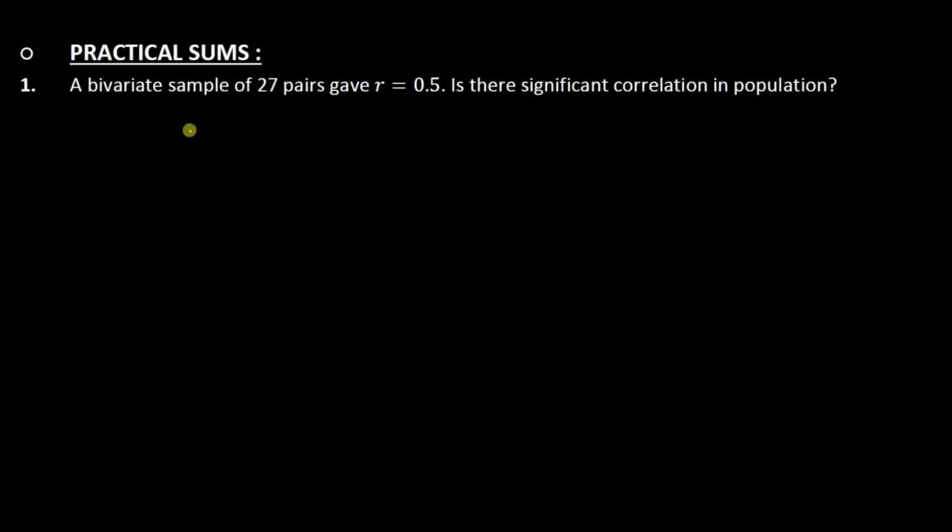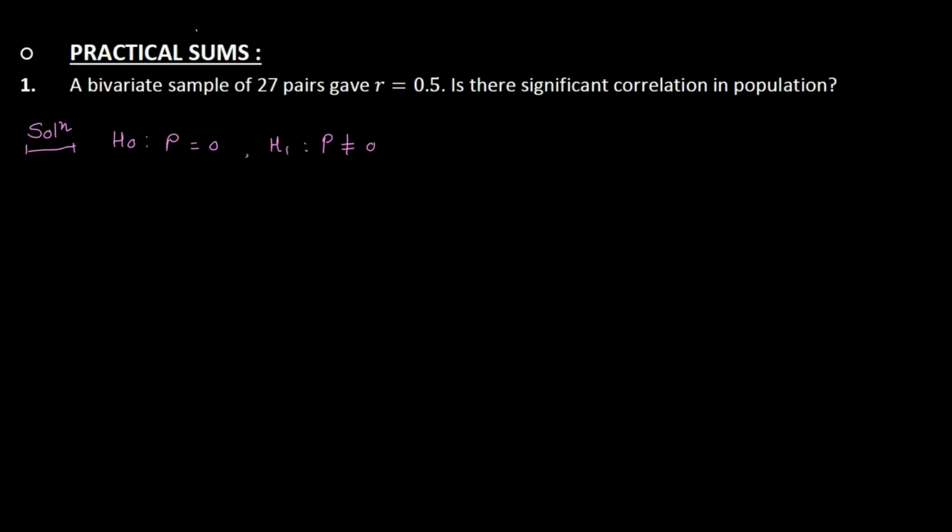This is our first sum. Bivariate sample of 27 pairs gave r equal to 0.5, and n equal to 27. Is there a significant correlation in population? In solution we are starting with H0, the null hypothesis: there is no significant correlation in population, or rho is equal to 0. And alternate hypothesis H1, rho does not equal 0.